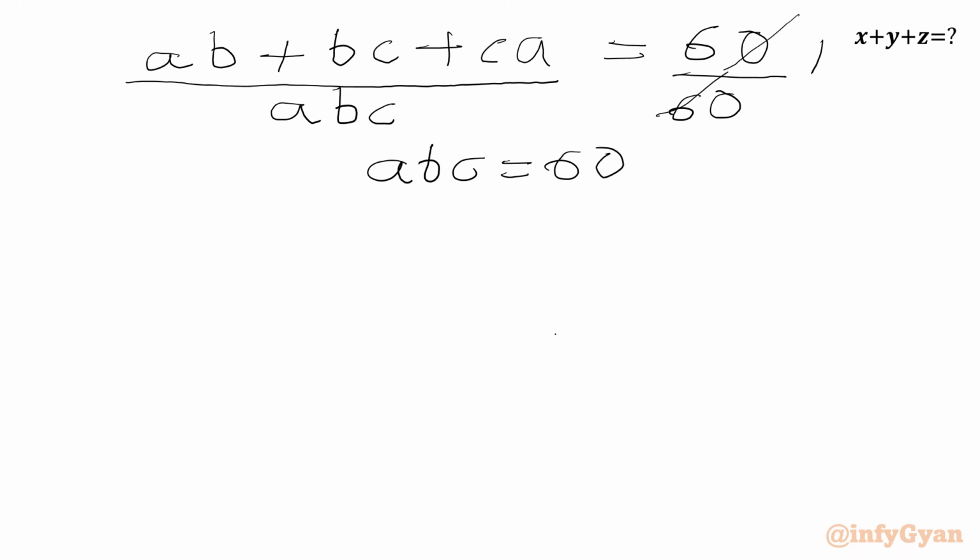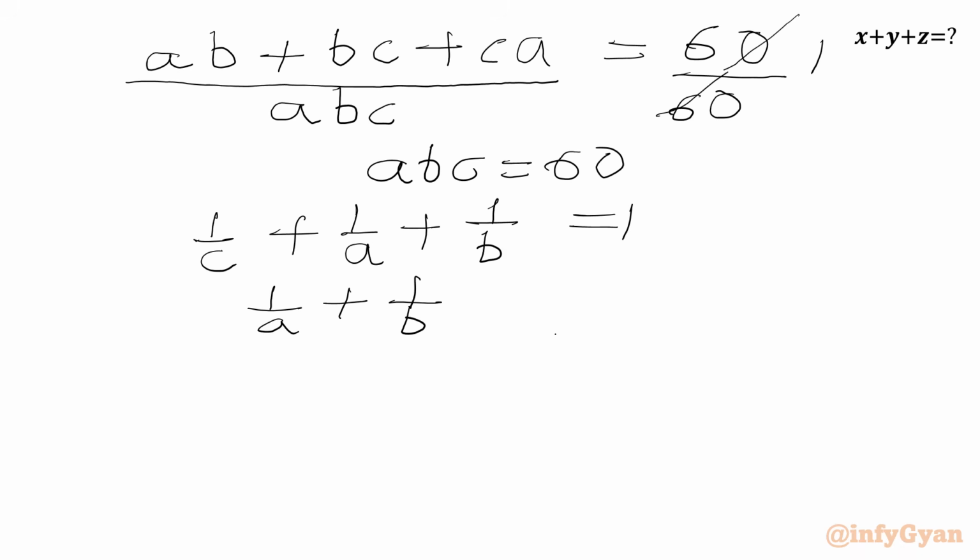And let's divide AB over ABC. I will get 1 over C plus BC over ABC, I will get 1 over A plus CA over ABC, 1 over B, will be equal to 1. Or we can write 1 over A plus 1 over B plus 1 over C equal to 1.